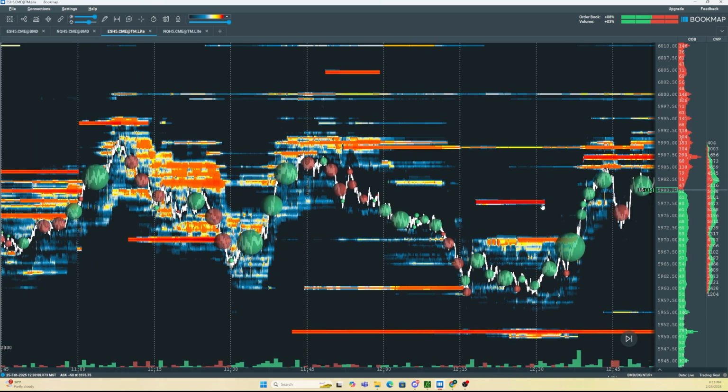But the second way that you can tell exactly how many orders are sitting at a specific area is by using this current order book over here. So this is going to tell you the exact amount of orders that are sitting at a specific level.